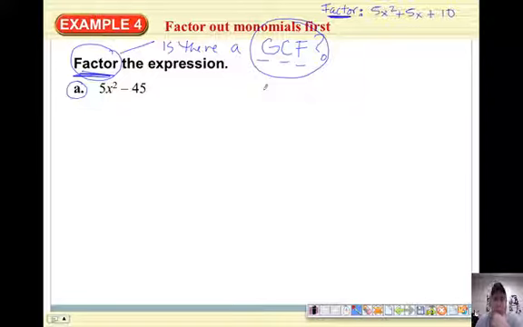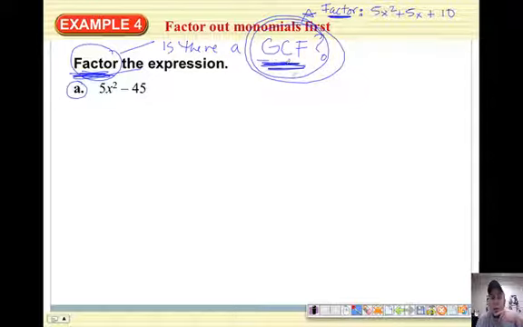All right? So please star this. Anytime it says the word factor, write this down. Is there a GCF? All right? You don't realize how many people miss these questions on the test and quiz just because they don't think of doing this first. So please let that not be you. Think of this first.